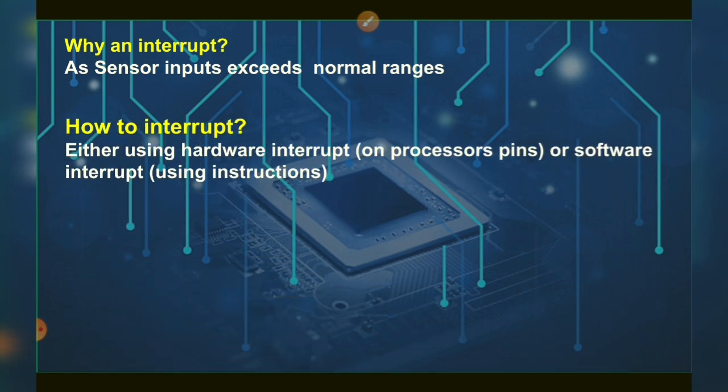How will it interrupt? It can be interrupted on any of the pins of the processor, that is using a hardware interrupt pin, or it can be done by writing specific instructions in the program, that is using a software interrupt. In our example, we had a software interrupt generated when using a compare instruction which found a condition where sensor inputs exceeded the normal range.